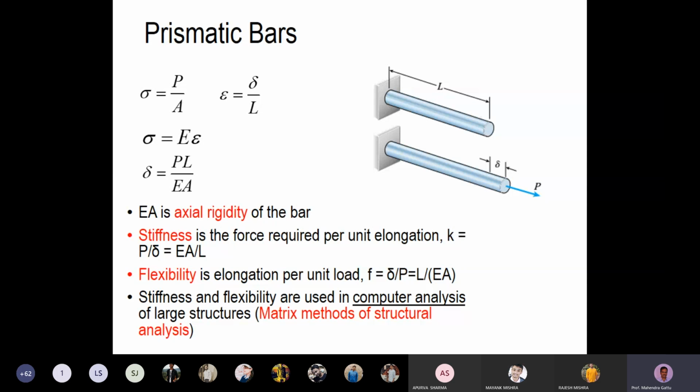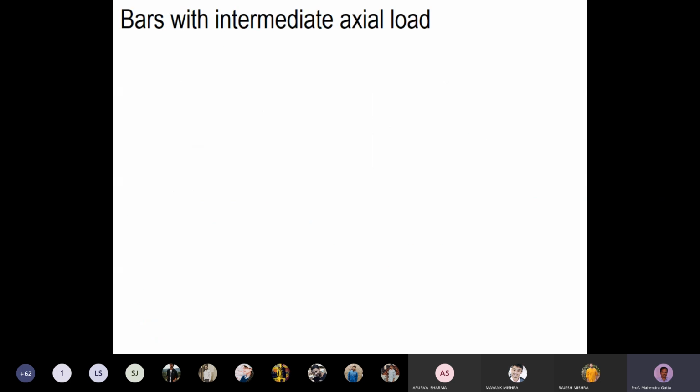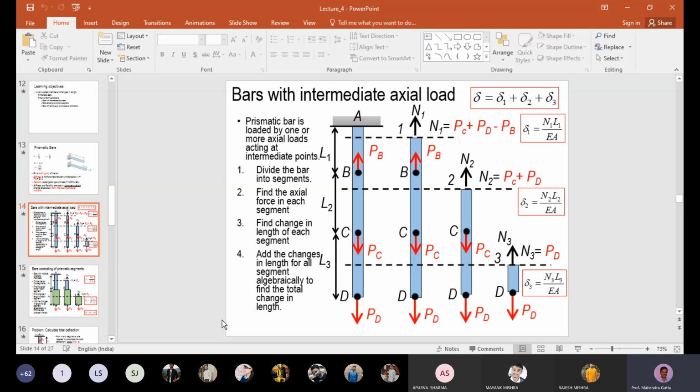This course is offered to the civil engineering students in, I think, seventh semester. So yeah, this is regarding the prismatic bars. So this is a very simple calculation. Now we'll look at a little complicated one where we have bars with intermediate axial loads.